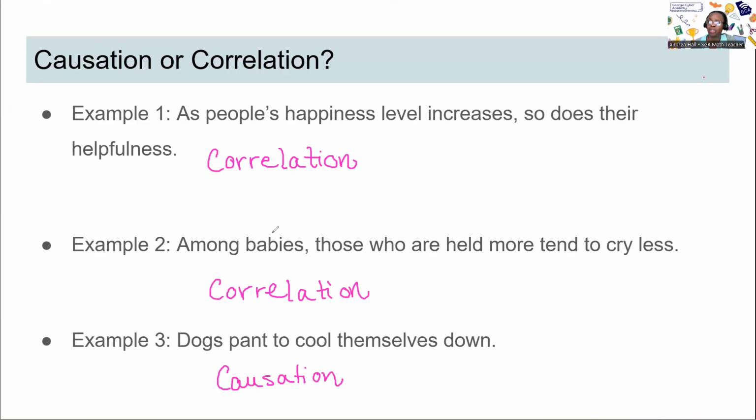And I know example two is not true, because I had a nephew that was held all the time and he cried a lot. He needed you to stand. Okay, he wanted you to stand. So there's a third party variable involved.